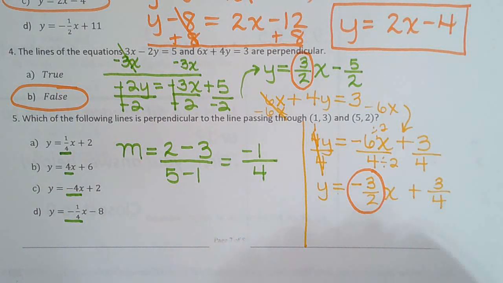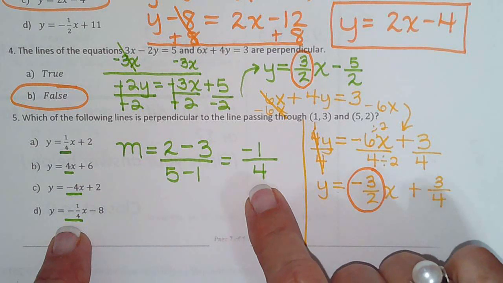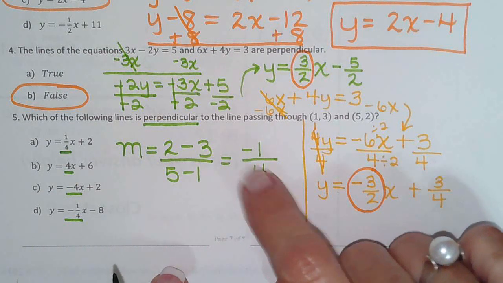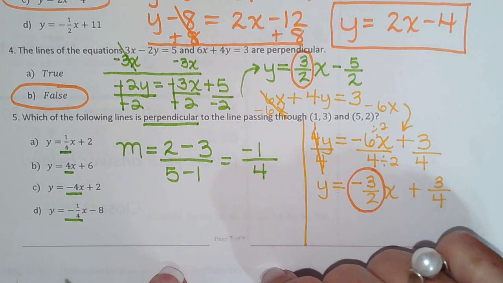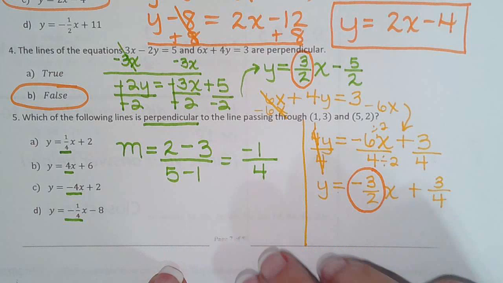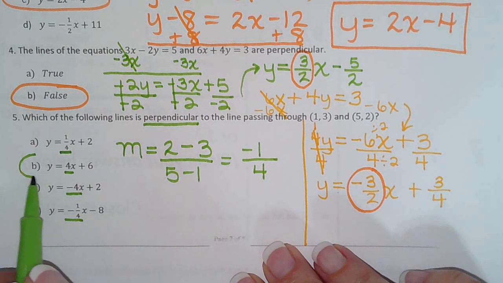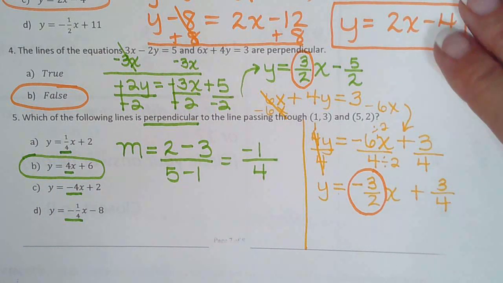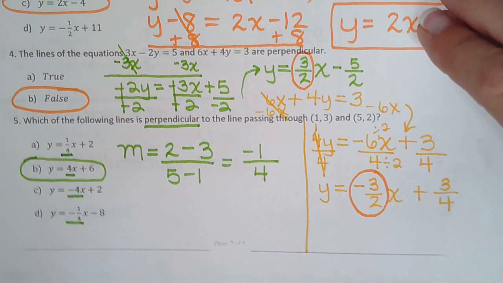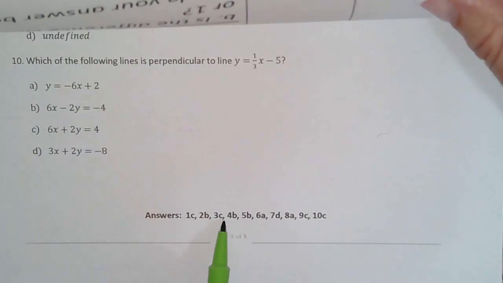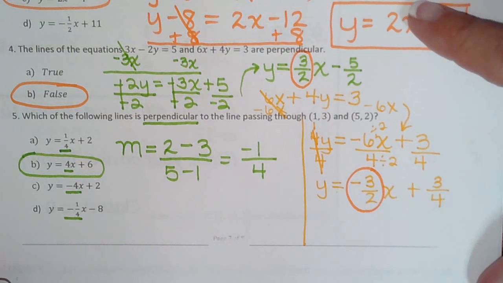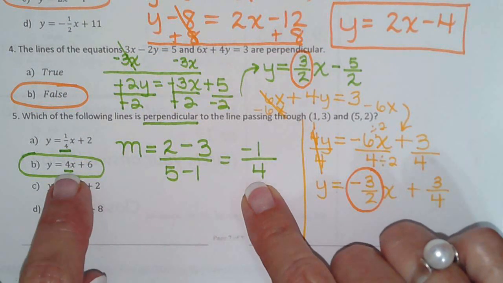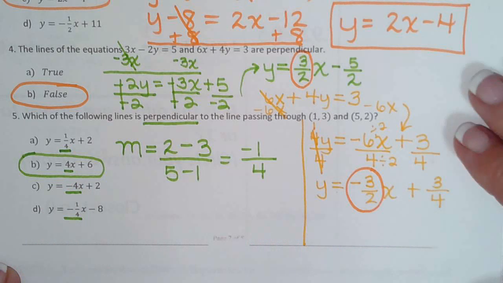So if they said find the line that's parallel, I would pick this one. But this says find the line that's perpendicular. So that means I have to change the sign, so positive and reciprocate. So positive 4. And that's going to leave us with B. So let's check these first problems. So C, B, C, B, B. Good to go.